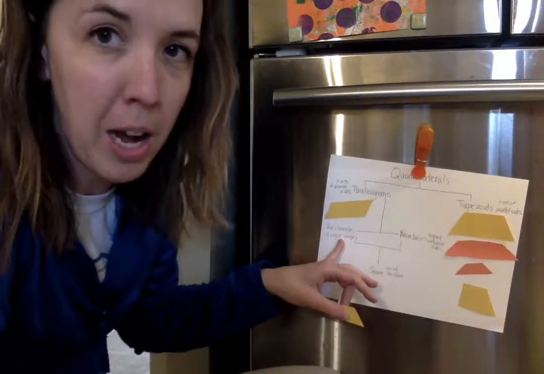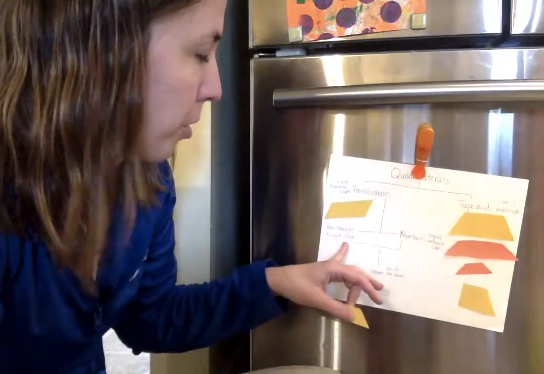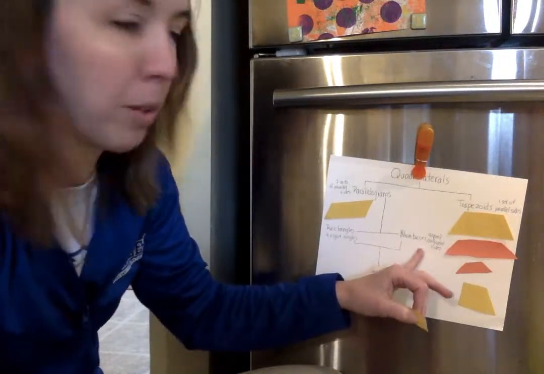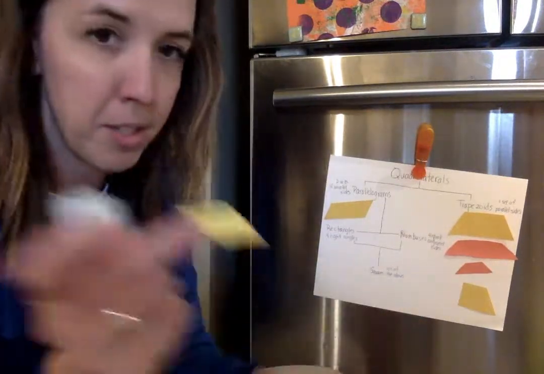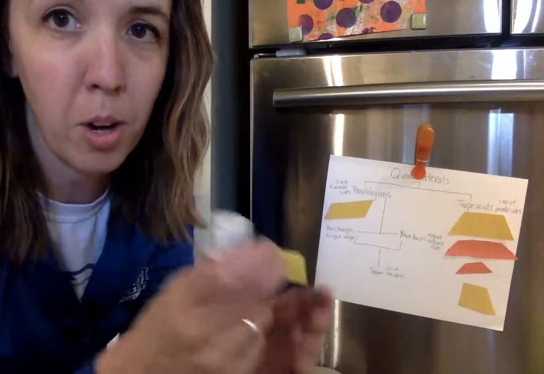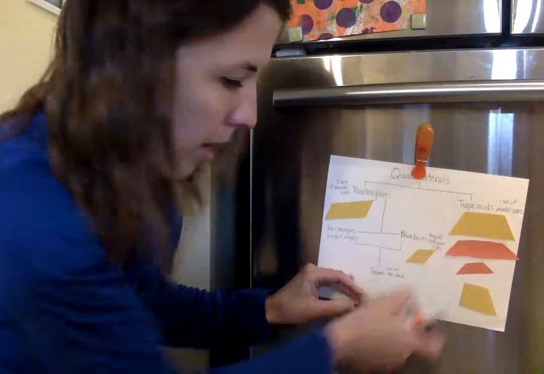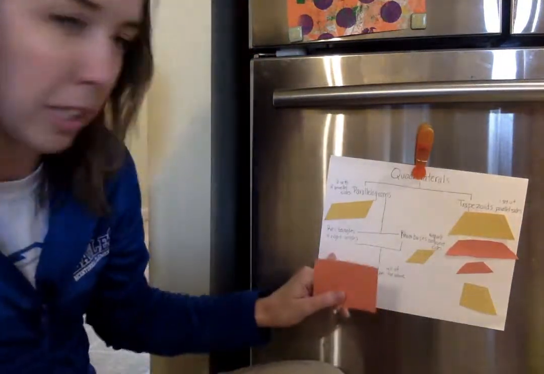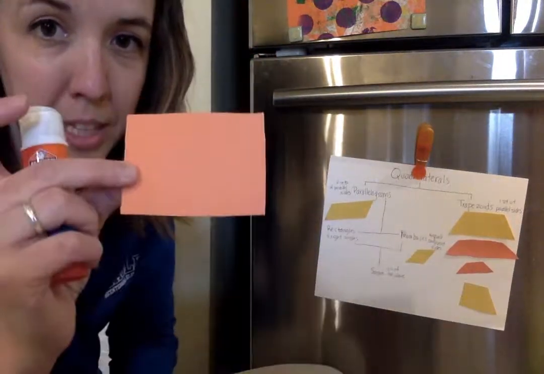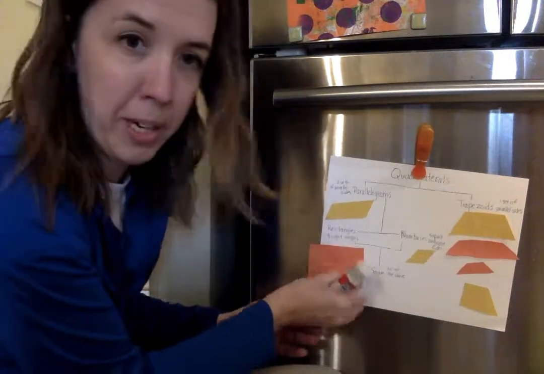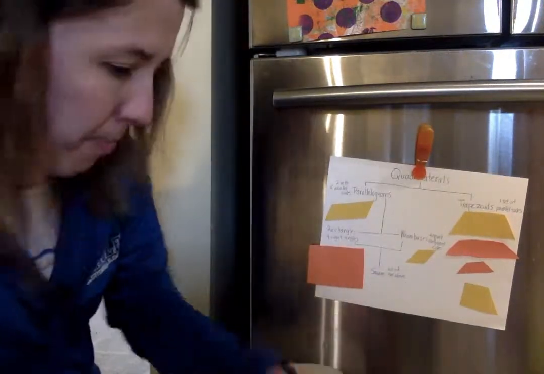Parallelograms, we can classify them by either their sides or their angles into something more specific, okay? If a parallelogram has 4 congruent sides, like this one, it's also called a rhombus, okay? If a parallelogram has 4 right angles, like this one, it's also called a rectangle, okay?